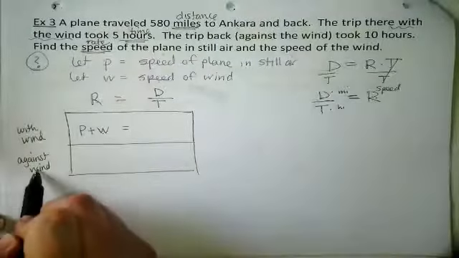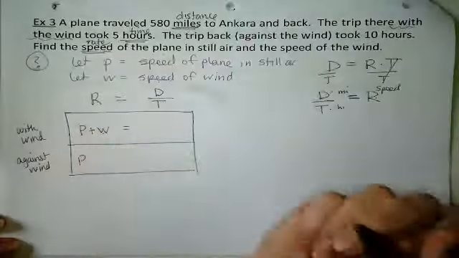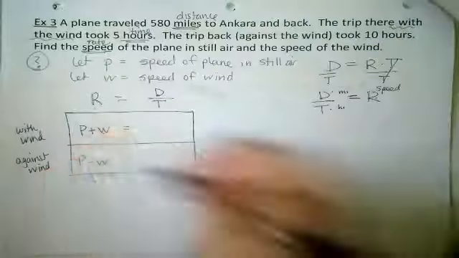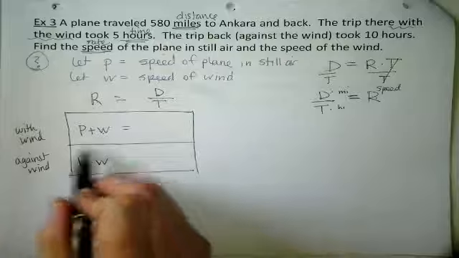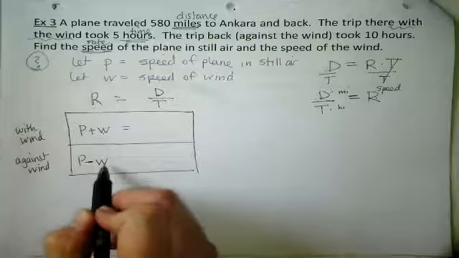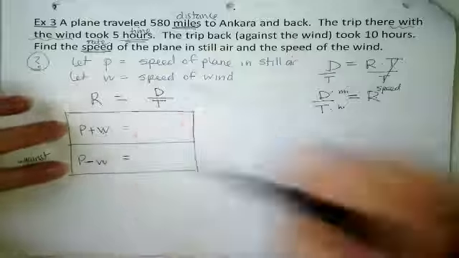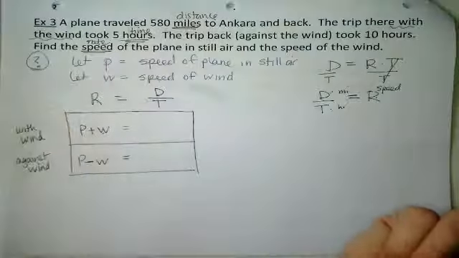When we're going against the wind, our plane is going a particular speed, but because we're heading into the wind, it is slowing us down. So our overall speed gets decreased a little bit by the wind. And that's a nice thing about this. These equations are pretty easy.